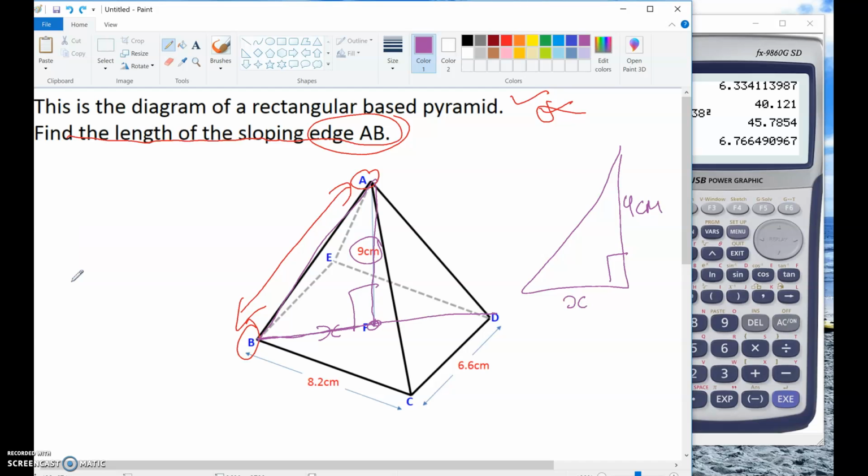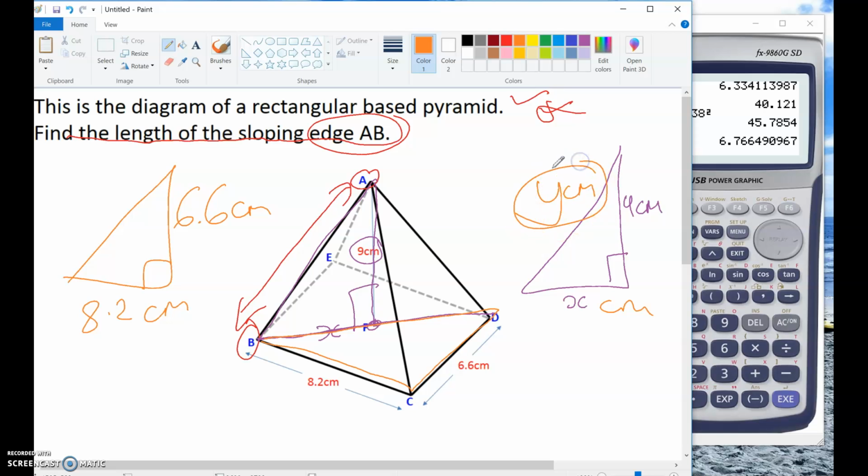So my idea is, if I look firstly at this rectangle here, I've got a right angle, I've got 8.2, I've got 6.6, that's all centimetres. And let's just call that y centimetres. That's what we're trying to find, that was our AB. So this length here is going to be twice x, 2x, for argument's sake. We'll just calculate it and halve it.